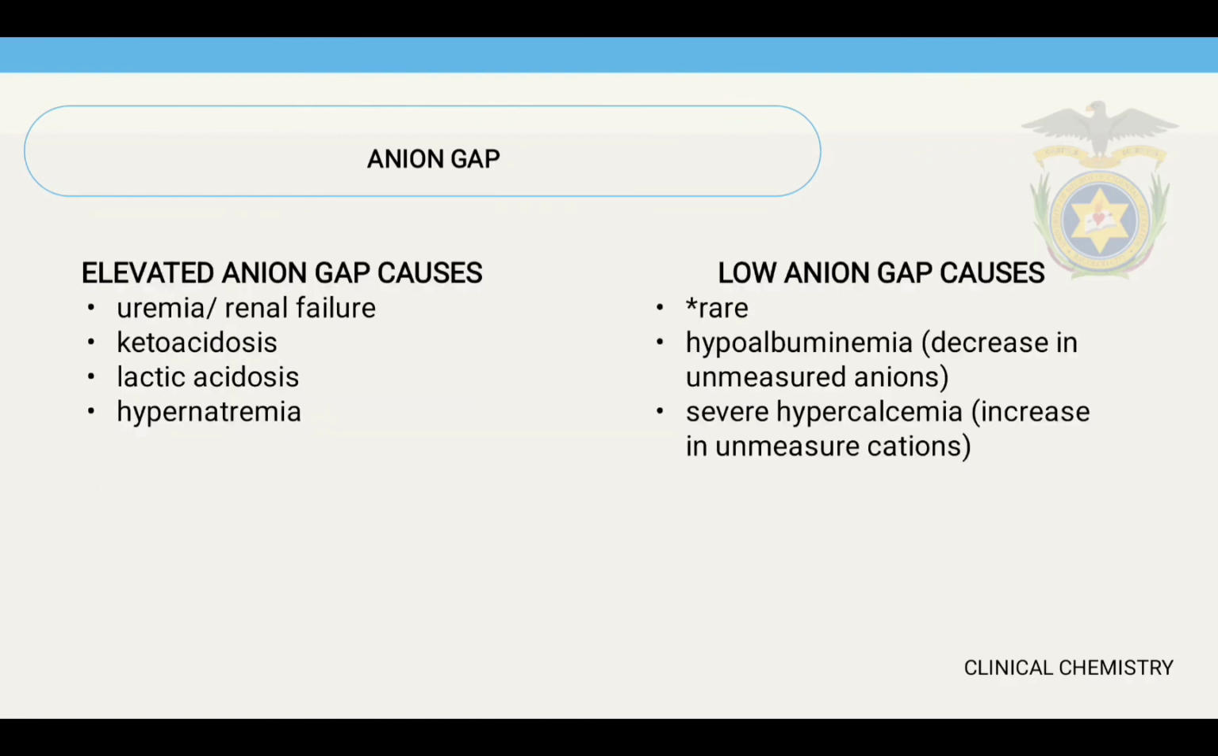Some of the causes for an elevated anion gap could be uremia or renal failure, ketoacidosis, lactic acidosis, and hypernatremia. Low anion gap causes are, although rare, they could be due to hypoalbuminemia, in which case there would be a decrease in unmeasured anions, or severe hypercalcemia, which causes an increase in unmeasured cations.